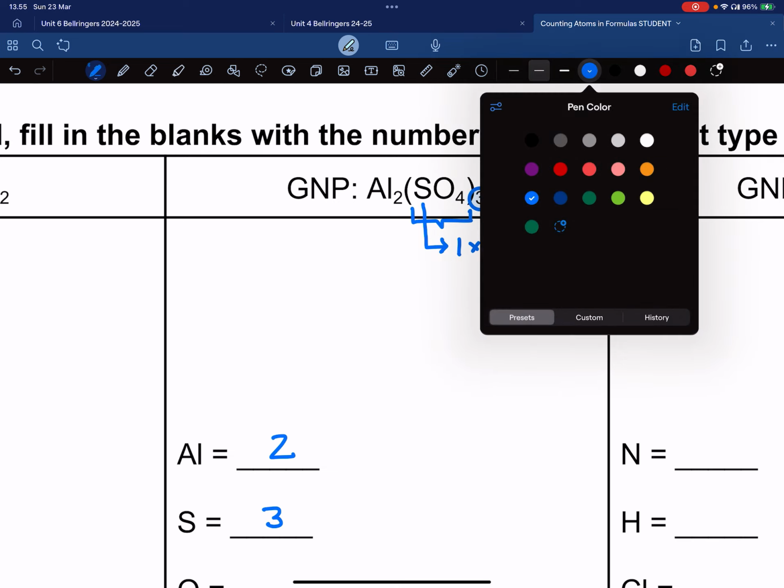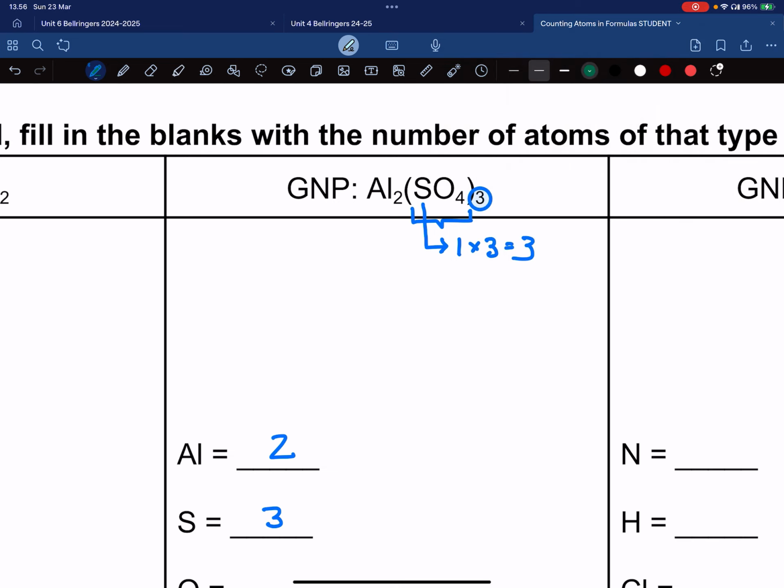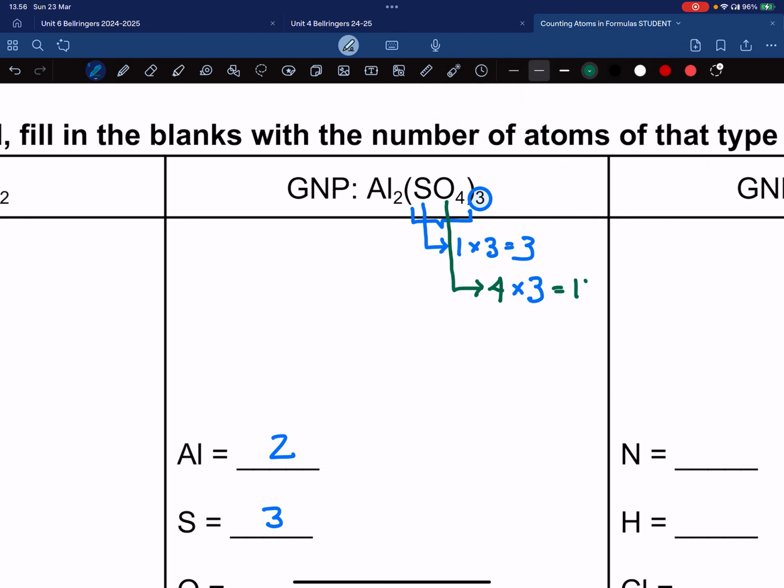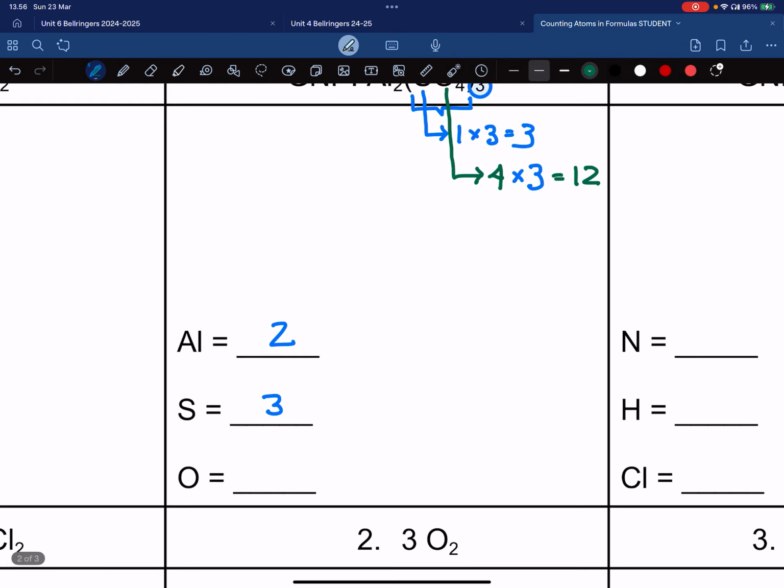Now, by the same token, oxygen has 4 inside the parentheses. But now you've got to multiply it by that 3 outside the parentheses. So there's going to be a total of 12.